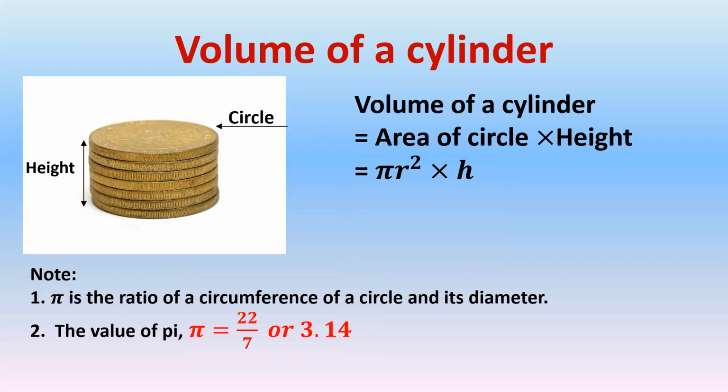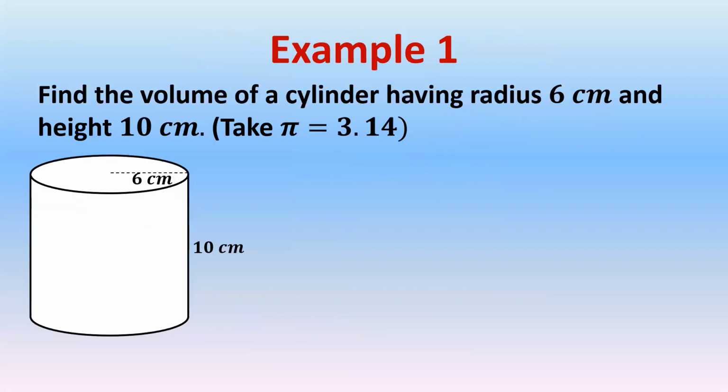Also note that pi is the ratio of circumference of a circle and its diameter. The value of pi is equal to 22/7 or 3.14. Therefore, volume of a cylinder is pi r square h. Let's apply this formula to some examples.